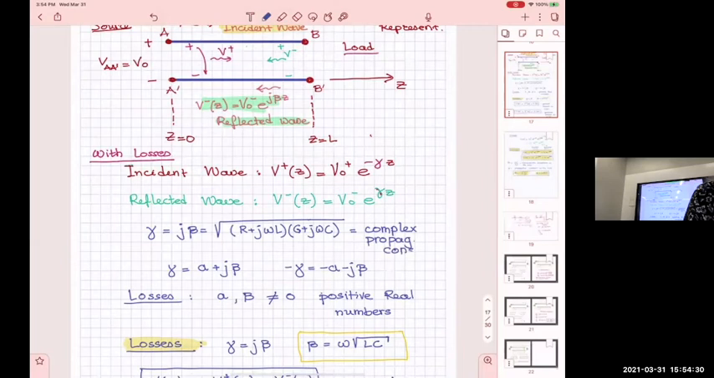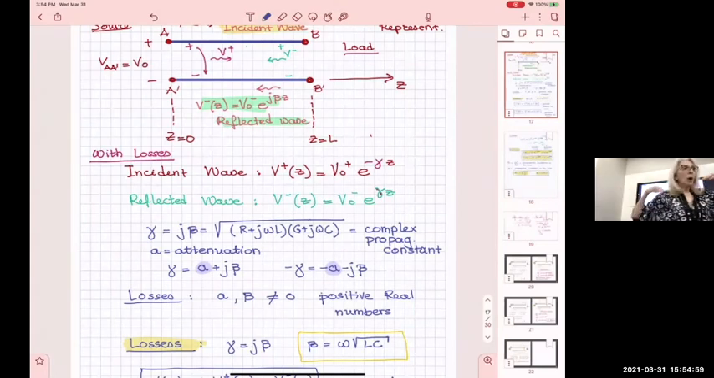And that all is in your book also. But alpha now, when alpha exists here, is called the attenuation constant. Why is alpha called the attenuation constant? Because that's the constant that shows that the wave attenuates, its amplitude goes down as it moves on the line. And why does the wave attenuate? Because there is an absorption. Think there is a loss.